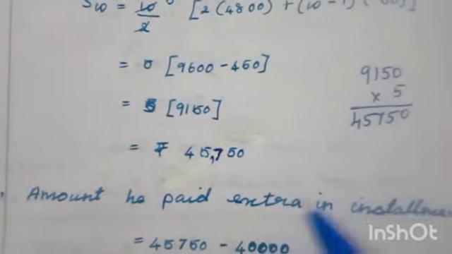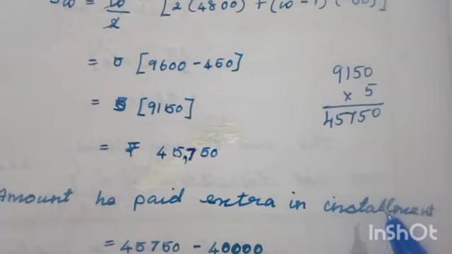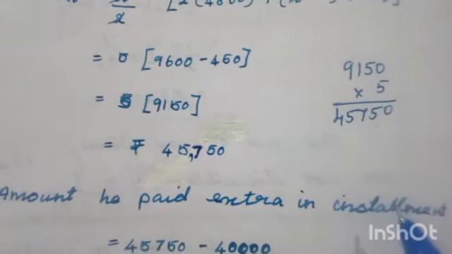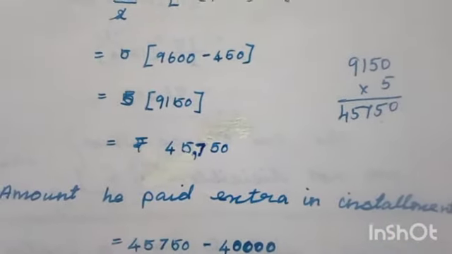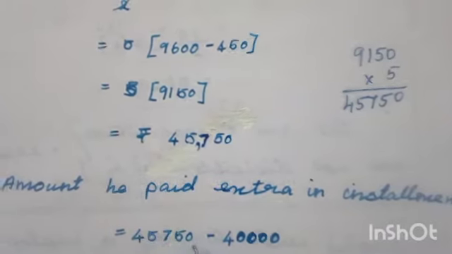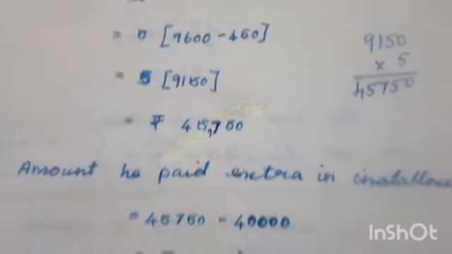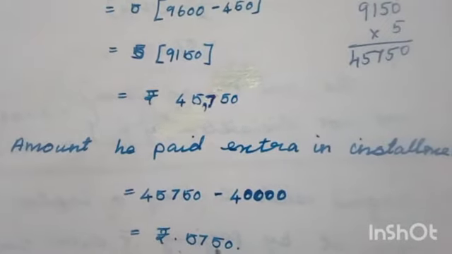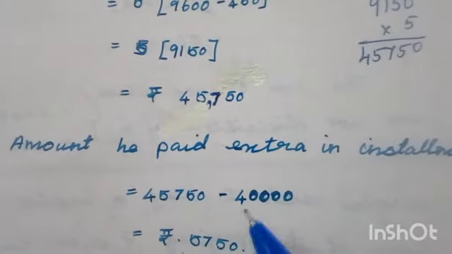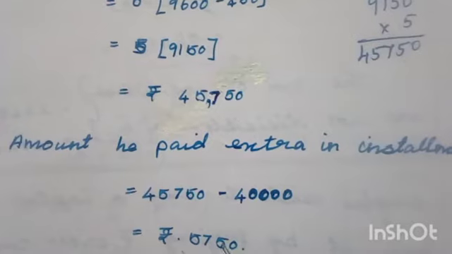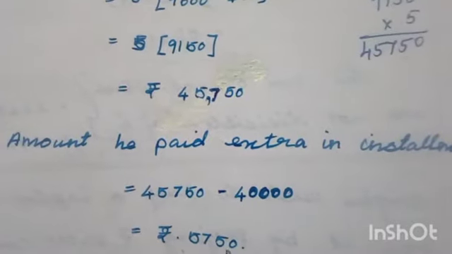45,750. The second question, amount he paid extra in installment. How much extra amount paid in installment? The installment amount is 45,750. The original amount is 40,000. You have to subtract these two, that is 5,750. This is the amount variation. He paid an extra amount of rupees 5,750.